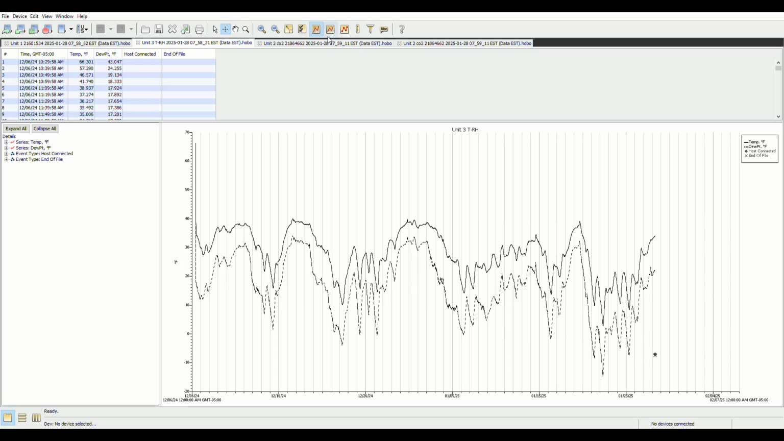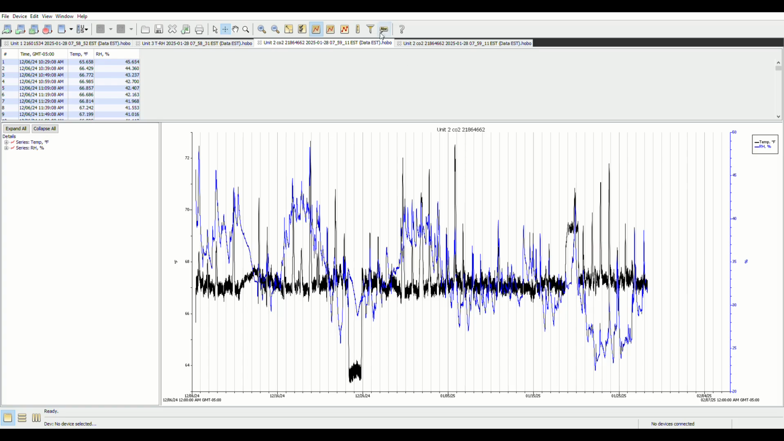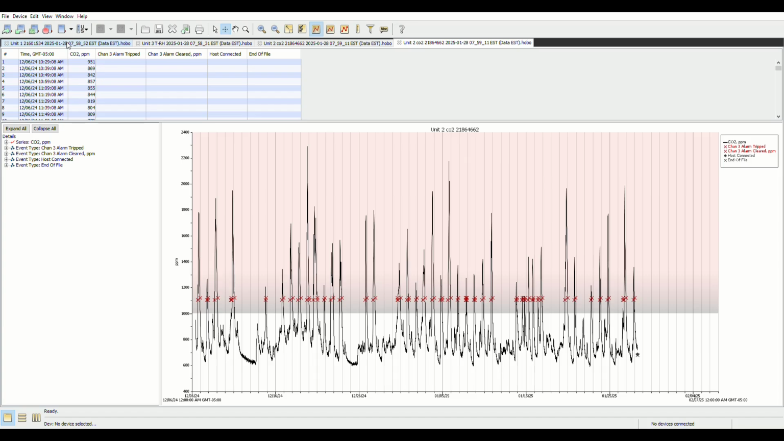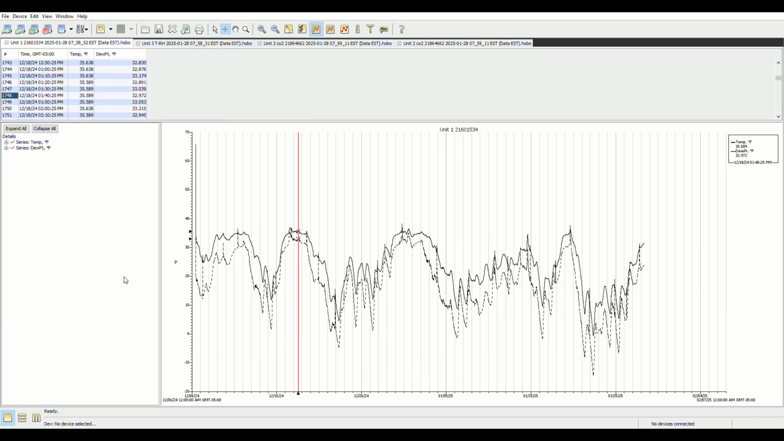See more separation there. Unit 2 was placed inside, so it has temperature and relative humidity here, as well as CO2. So starting out with unit 1, this would be where I'd most likely see moisture accumulation. What's plotted here is temperature and dew point. I'm not as concerned about relative humidity so much as I'm concerned about the crossover between dew point and temperature.